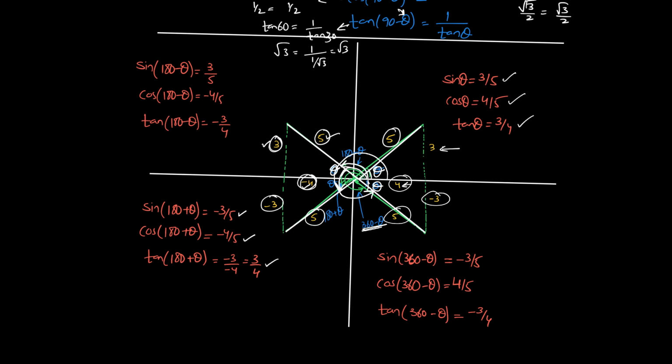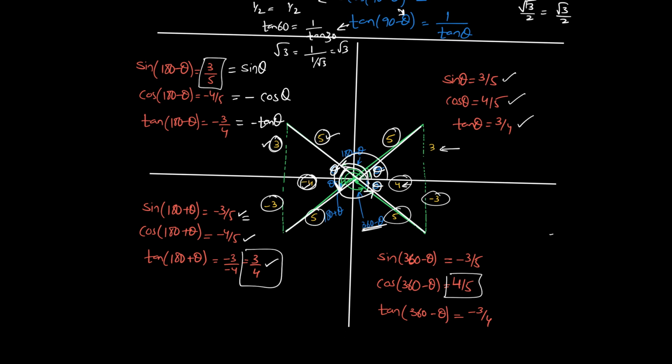Now in the previous slide we discussed that in the first quadrant all ratios are positive, and you can see over here. In the second quadrant only sine is positive. In the third quadrant only tan is positive, and in the fourth quadrant only cos is positive. So just to summarize this, I can say that sine 180 minus theta is equal to sine theta. Cos of 180 minus theta is equal to minus cos theta, because its value was minus 4 over 5, whereas cos theta was 4 over 5. And tan of 180 minus theta is equal to minus tan theta.